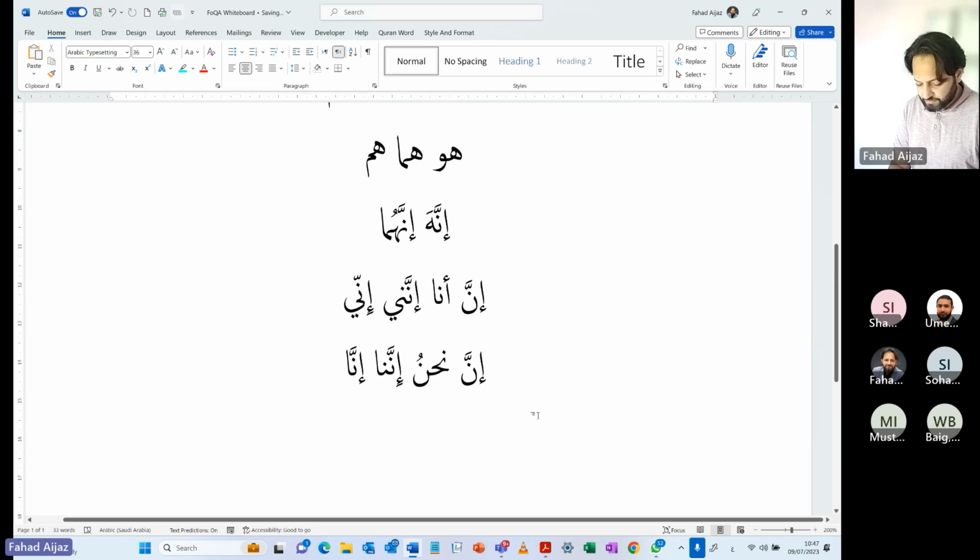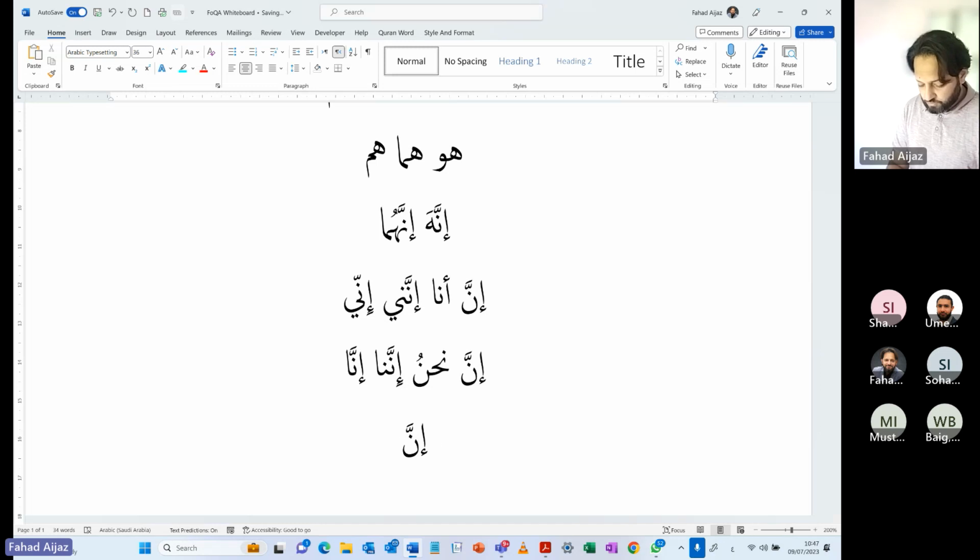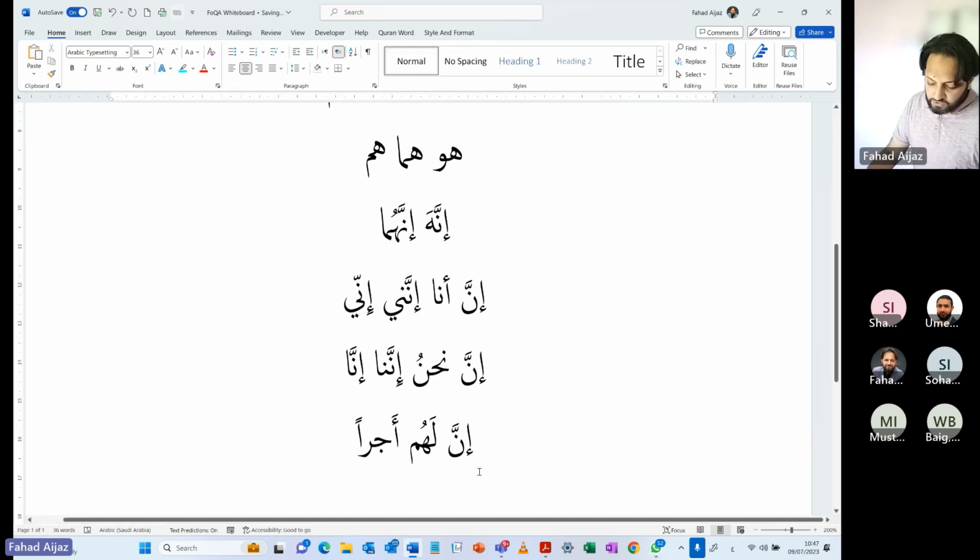For example, I give you one example: inna lahum ajran. If you read Surah Kahf, then you would know inna lahum ajran hasana is one term used in this surah. So in this case, this is inna, and immediately after it is something that you should know. You should tell me what this is. This is harf of jar, jar majroor, right?